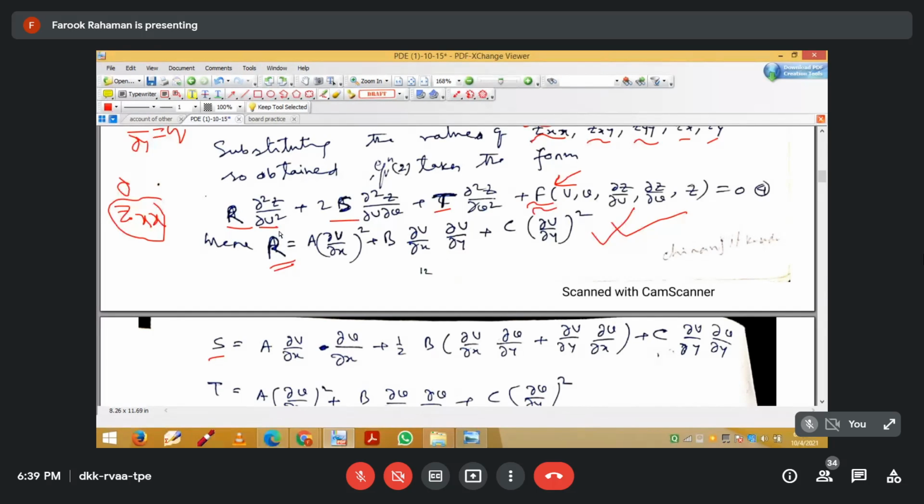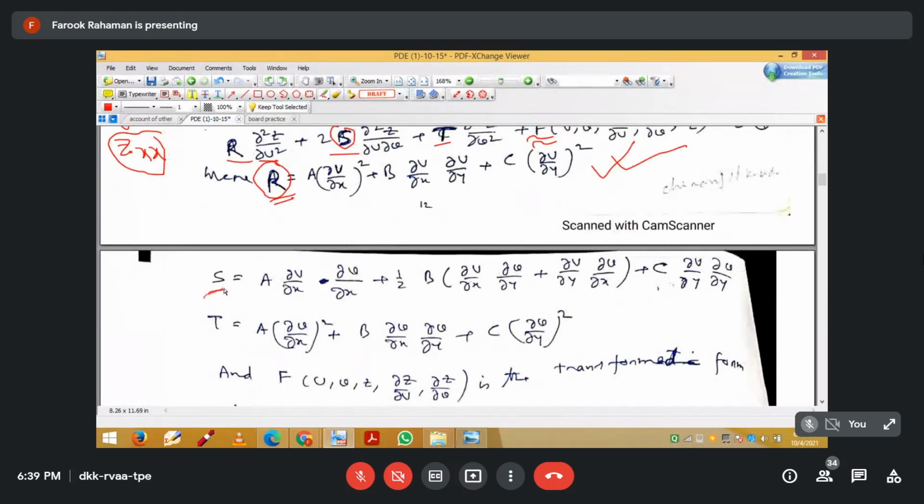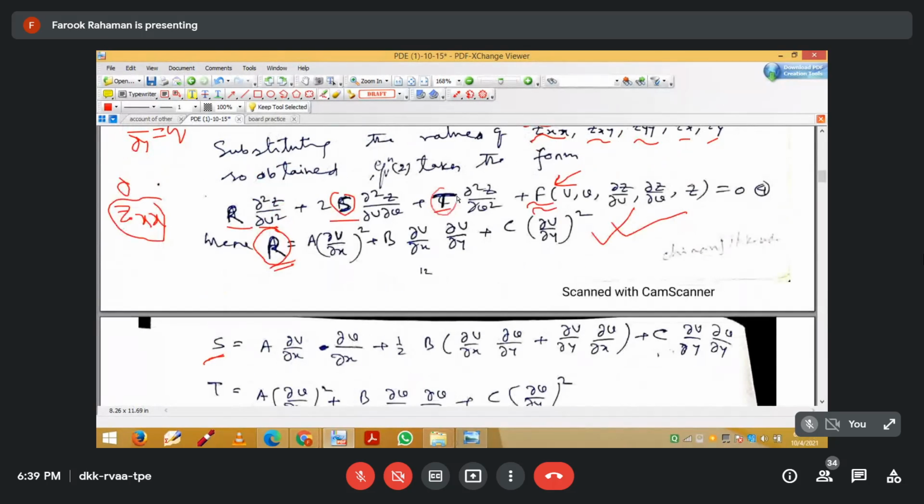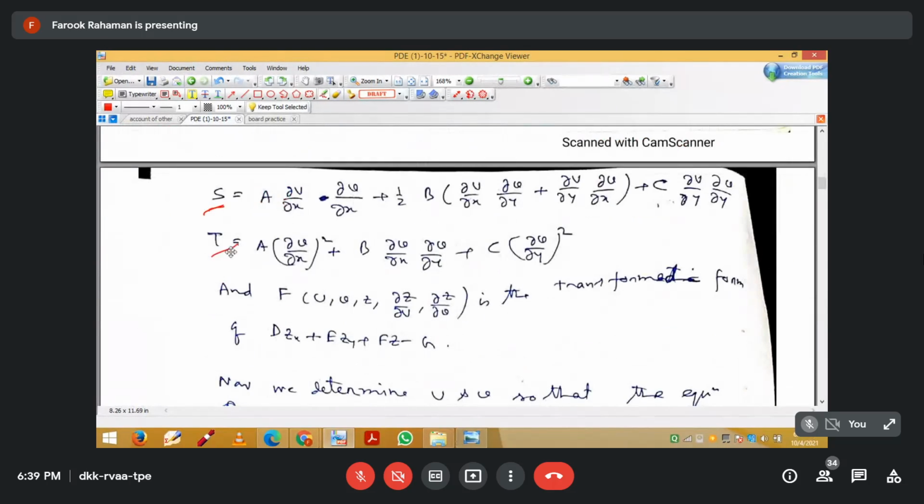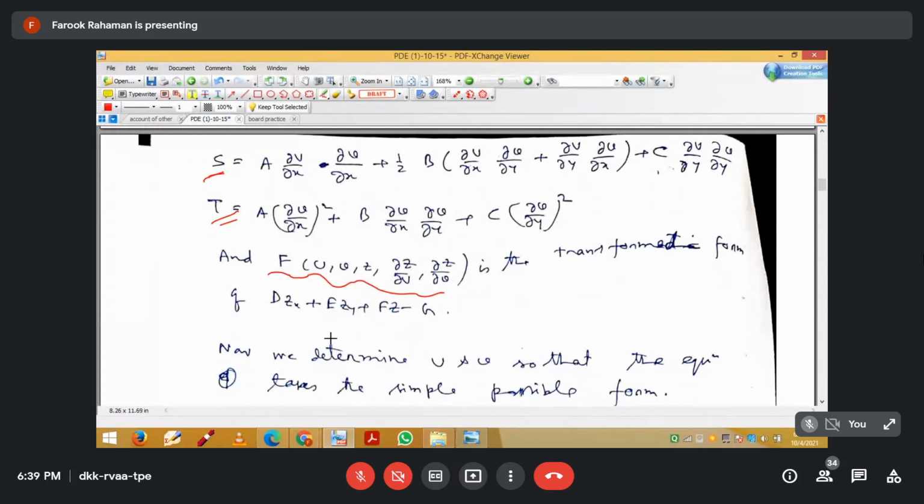So the form of R is like this, the form of S is like this, and the form of T is like this. And the remaining portion, we just call it F. We just write it in an arbitrary form, no problem.